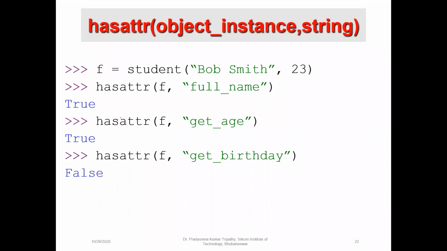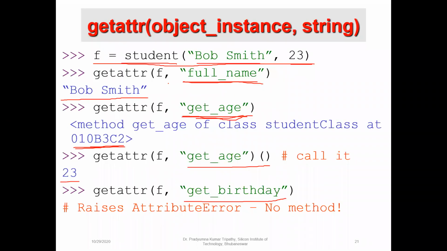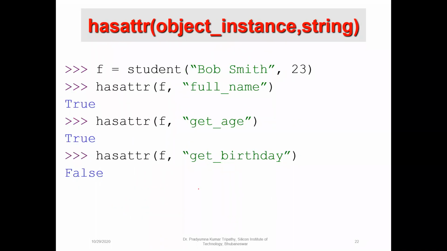So that is what I talked about getattr. Similarly, you have hasattr, which is a method. Suppose I create an object. f is the object of this Student class. Now I'll check whether fullname is an attribute or not. hasattr checks whether this string is an attribute in the object f or not. So here it returns True.